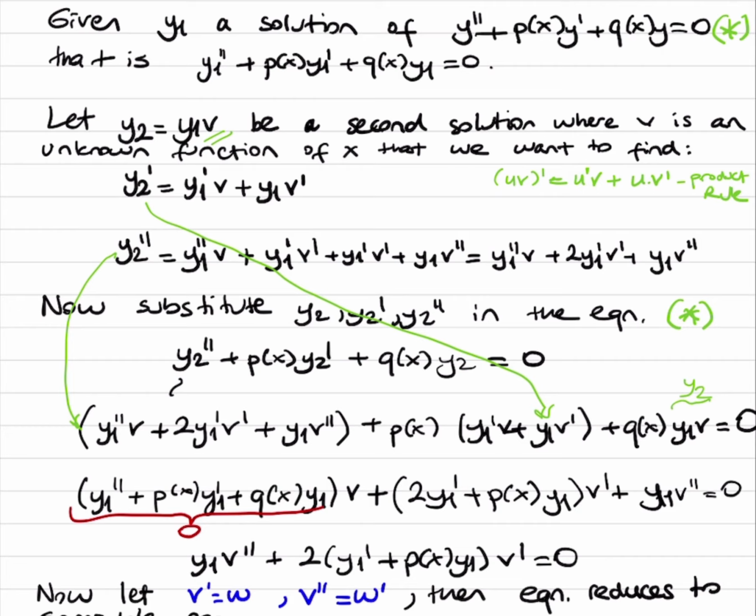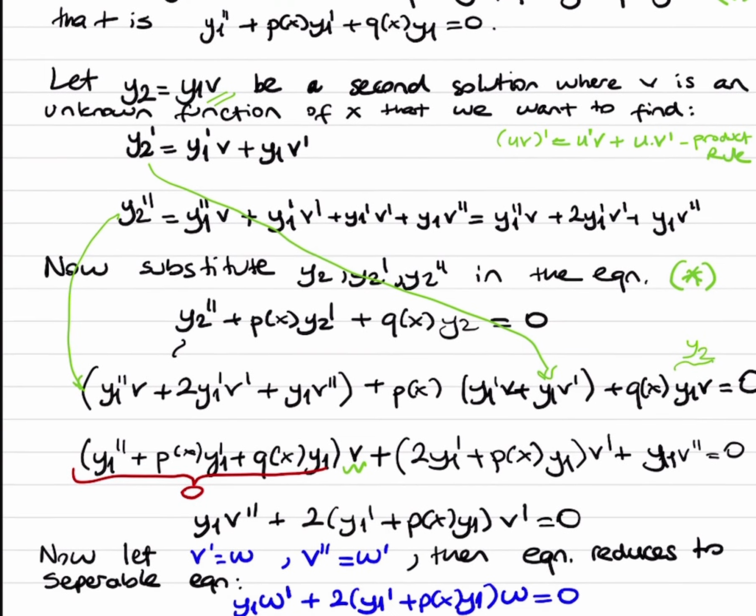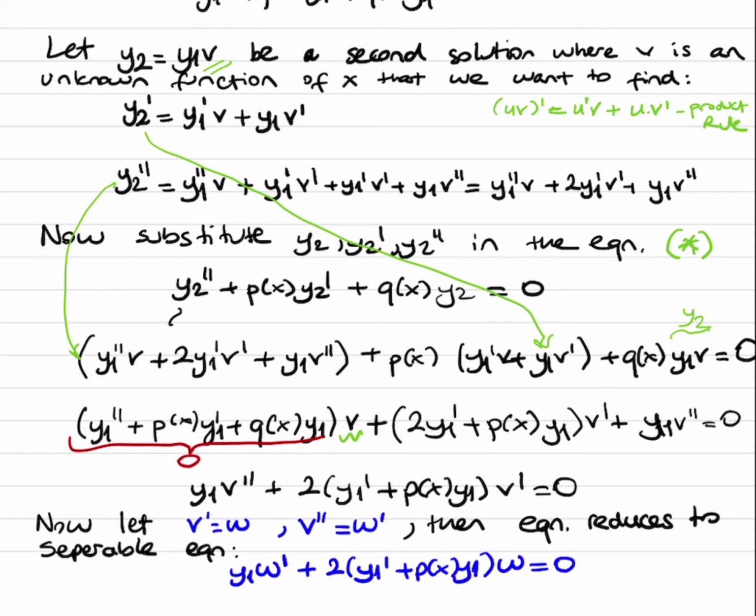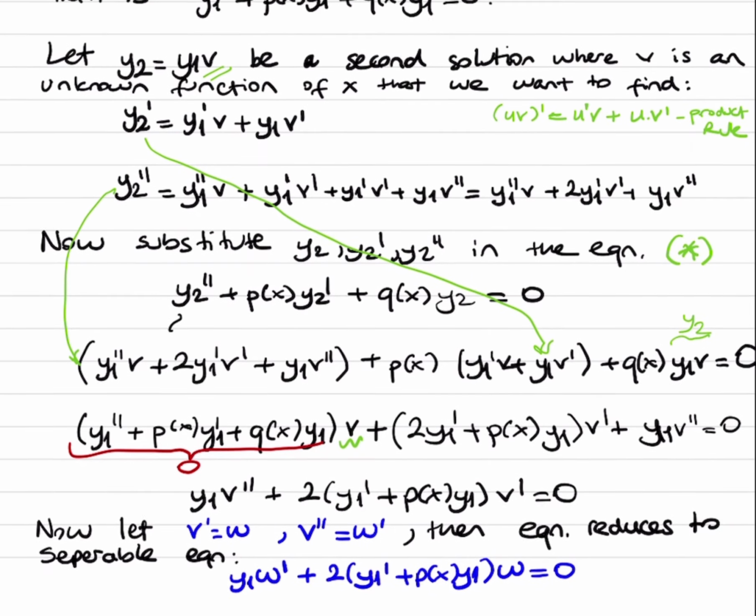We take v prime in parentheses, and we have a very nice differential equation. When we put v prime equal to w and v double prime equal to w prime, then the equation reduces to a separable equation, and we know they are very easy to solve. Now let me solve one example so that you will understand better.